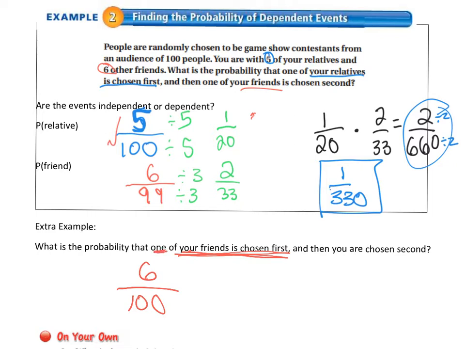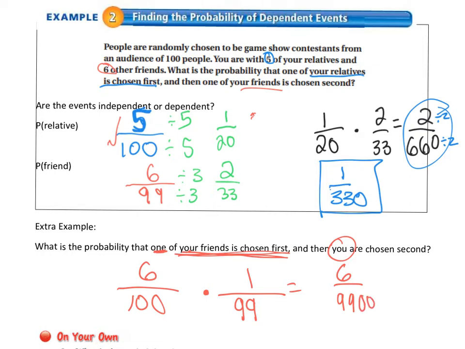Next, we assume that this happens. One of the friends was chosen. So that there were 100 people in the audience, and after that happens, there's only 99 left. And the probability that you were chosen out of that 99 people, there's only one you, so 1 out of 99. Now we can multiply across. 6 times 1 is 6, and 100 times 99 is 9,900.